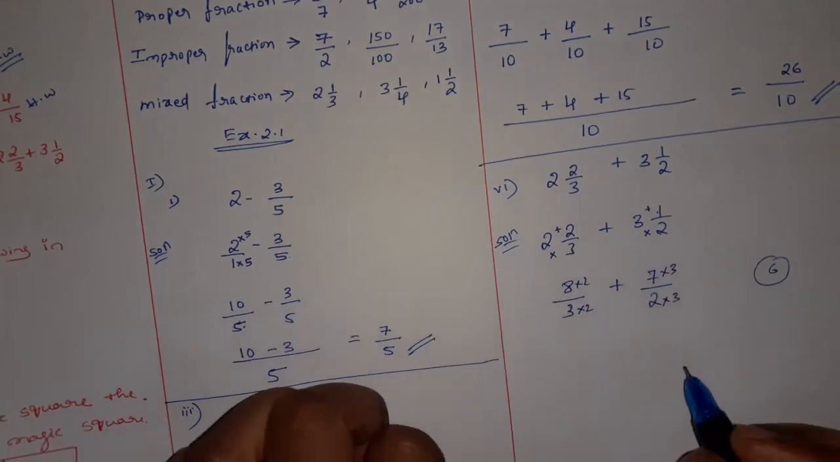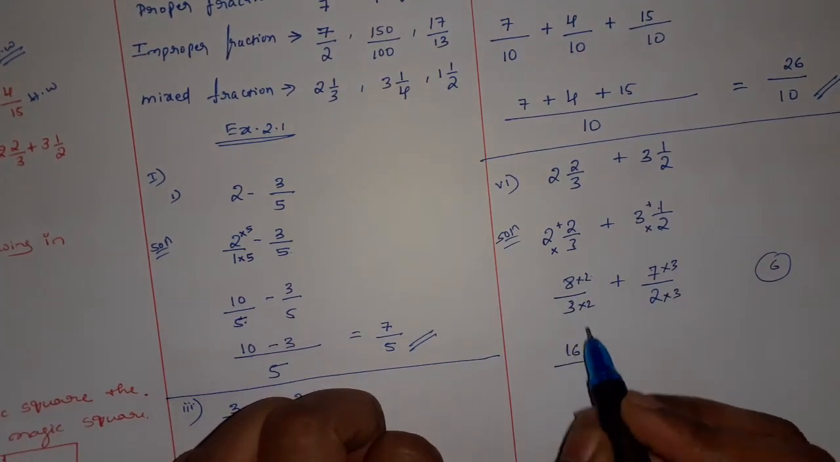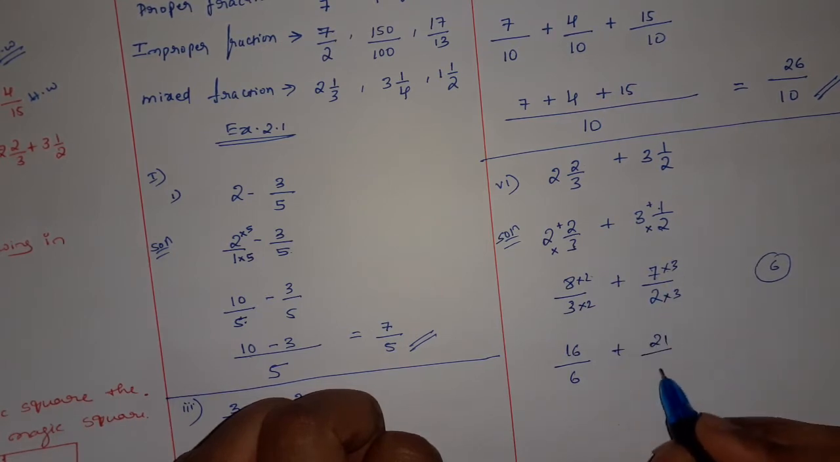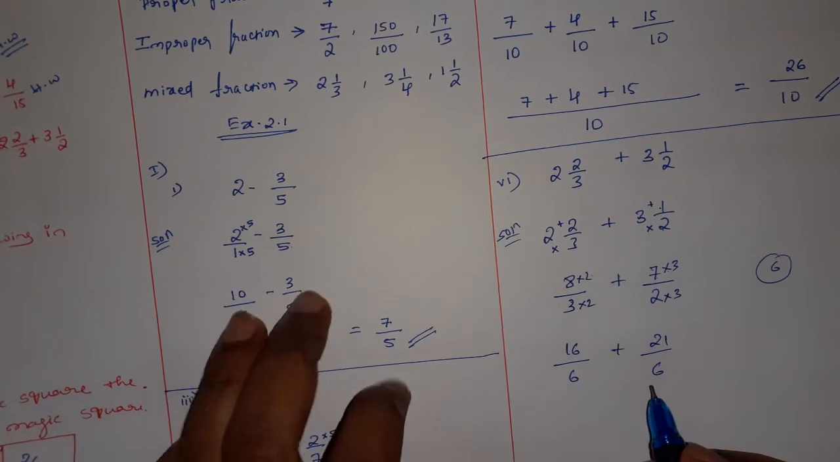Okay. Now 8 2s are how much? 16. 3 2s are 6. 7 3s are 21, 2 3s are 6. Now both became like fractions.